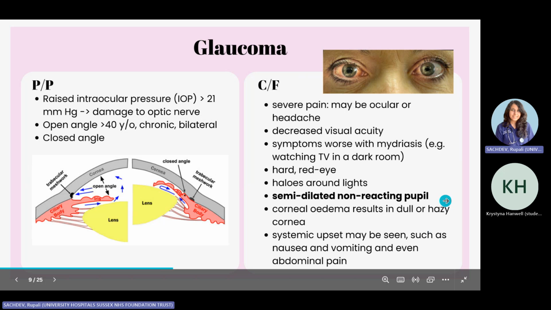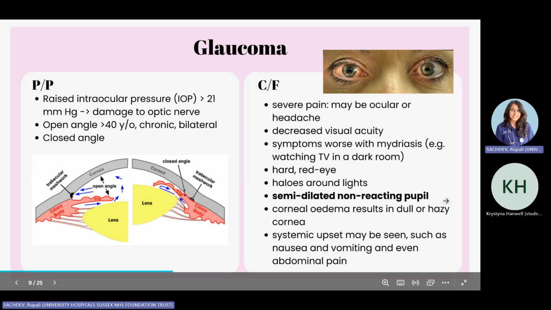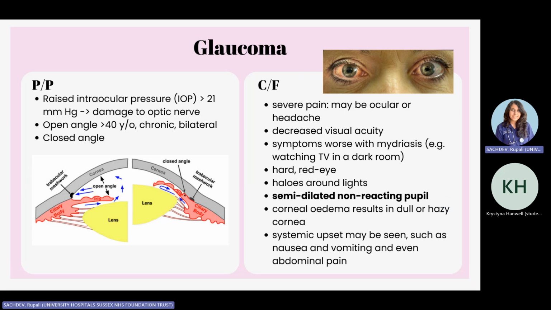Coming to the next one, this is the most high yield slide in this presentation, and the most high yield topic for ophthalmology, which is glaucoma. I'm talking about acute glaucoma in this case. So glaucoma is essentially when there is an increase in the intraocular pressure above 21 millimeters, which is now causing damage to the optic nerve.